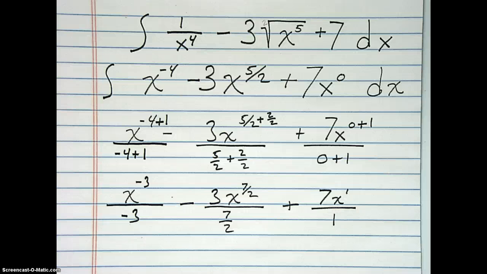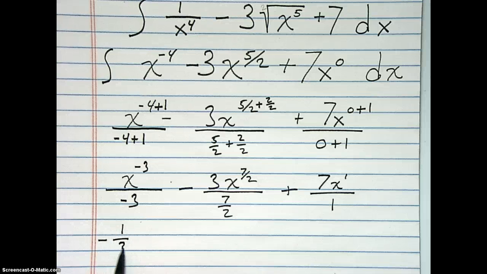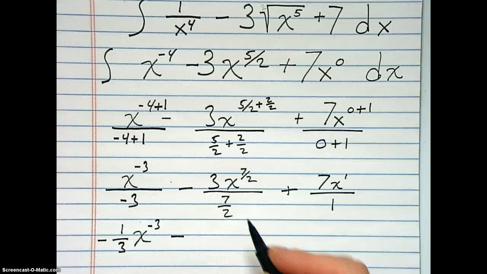Okay, this is still a little bit too dorky. I can't handle it. Should we go coefficient variable exponent? Yes. Just to be what we're used to. Okay, so negative 1/3 x to the negative 3 minus, we've got 3 and we've got a 7 halves.